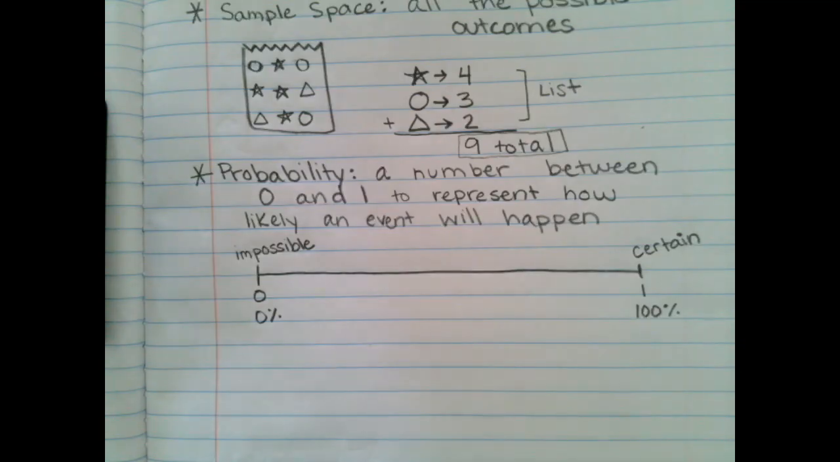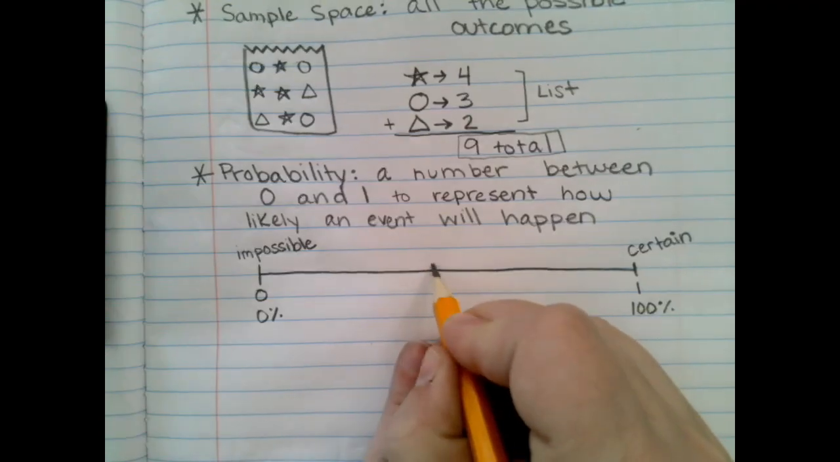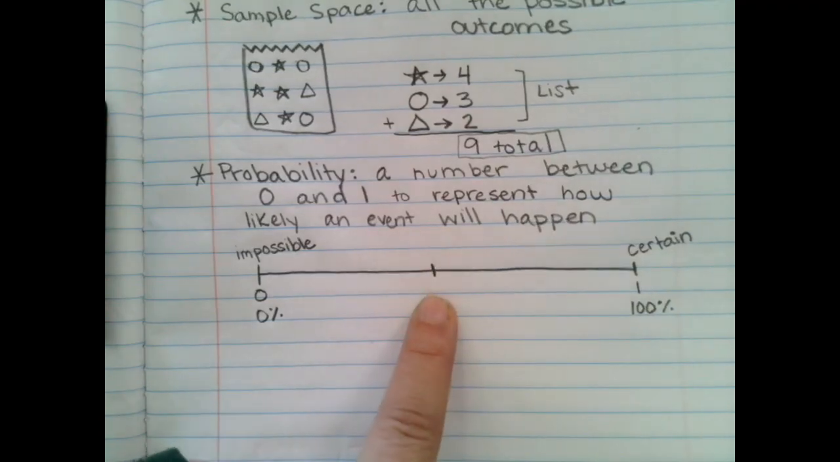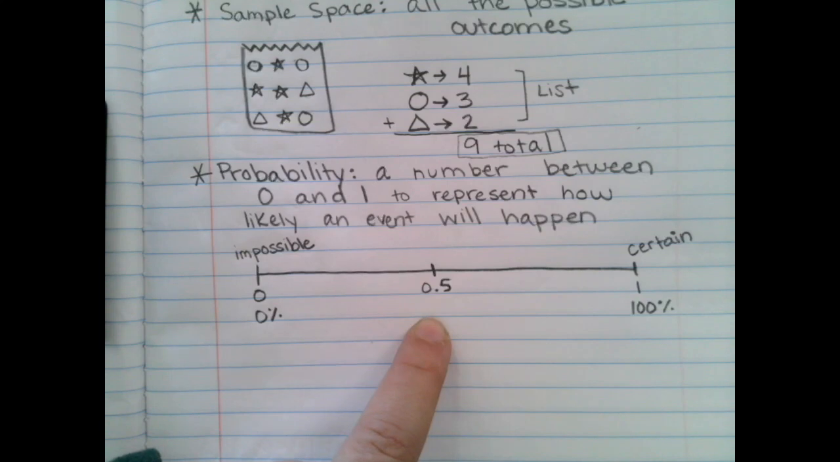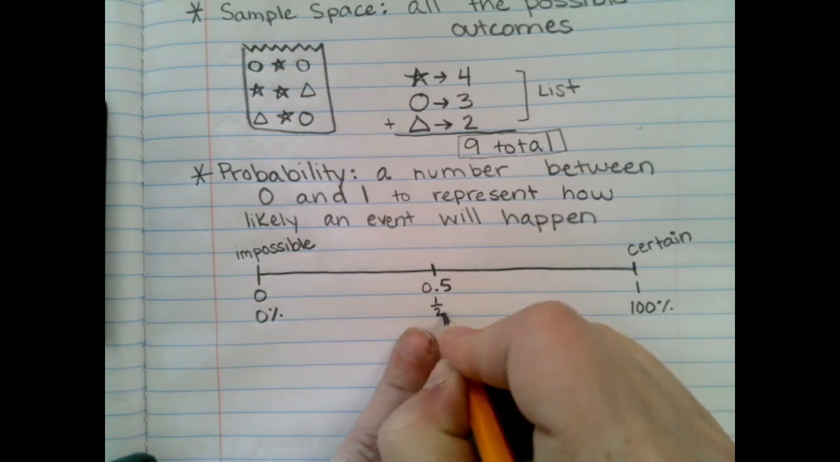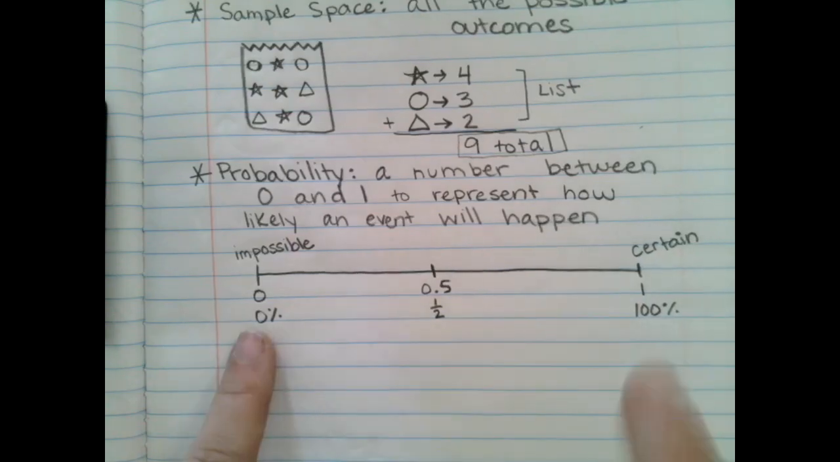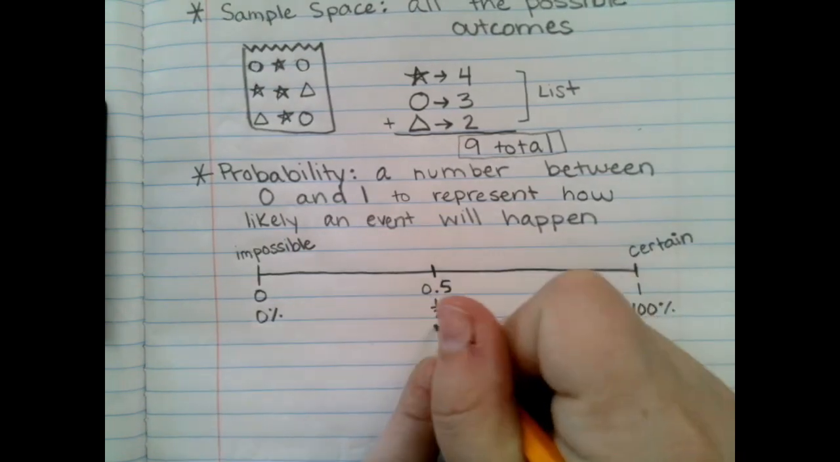Now, right in the middle, so try and find the middle as best as you can. What decimal comes right between 0 and 1? 0.5. If I wrote that as a fraction, what's 0.5 as a fraction? 1/2. And as a percent, what's right between 0% and 100% is 50%.